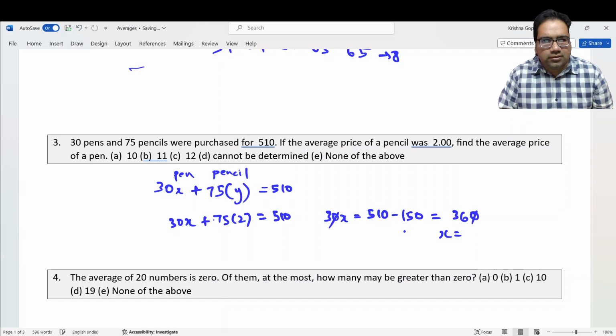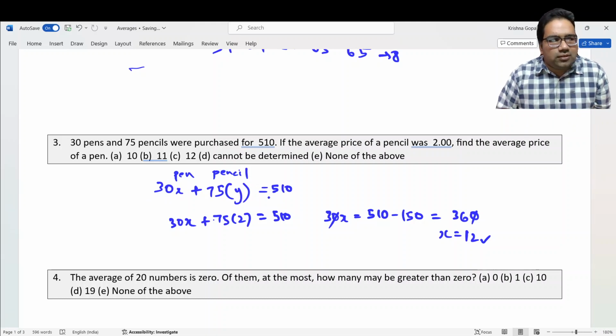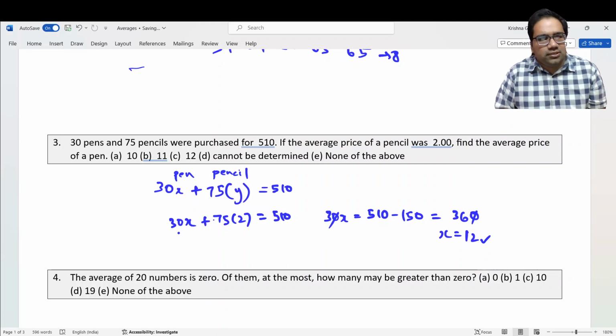So x is equal to 12. Each pen is 12 rupees. Check: 30 into 12 plus 75 into 2 is equal to 510. Okay, this is an easy problem. What is the total cost? We just need to know how to write this equation. For 30 pens, what is the total cost? For 75 pencils, what is the total cost? It is already given. This is an easy problem.